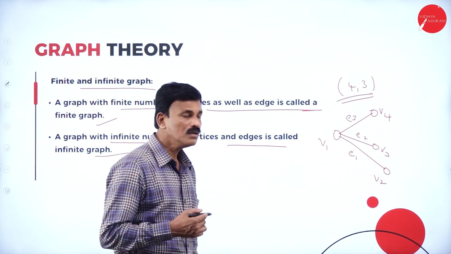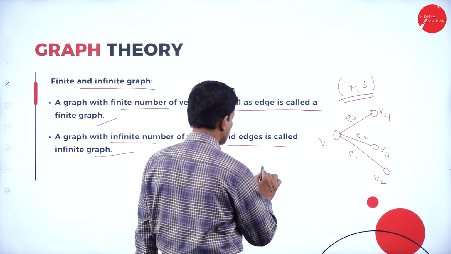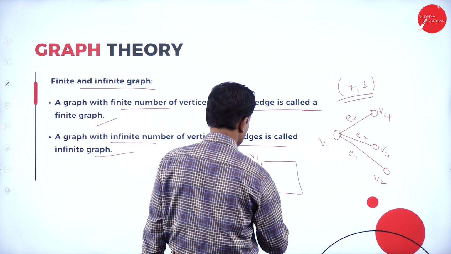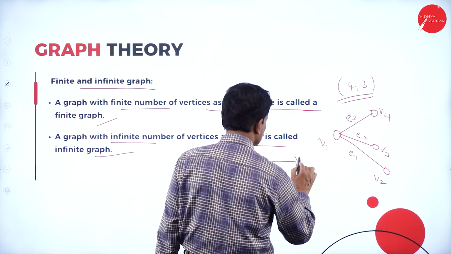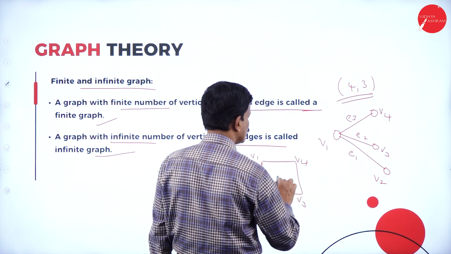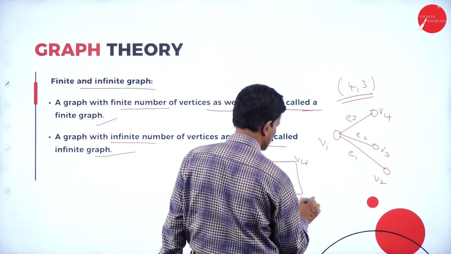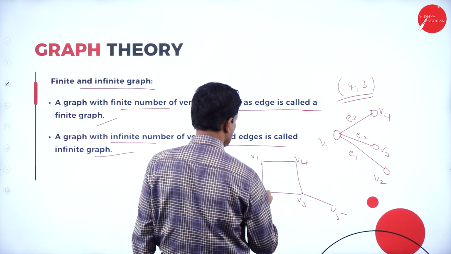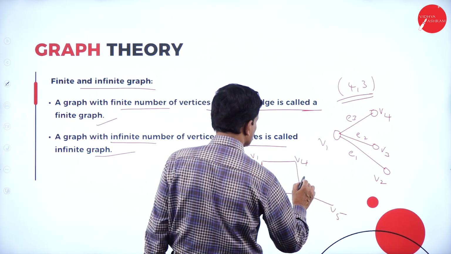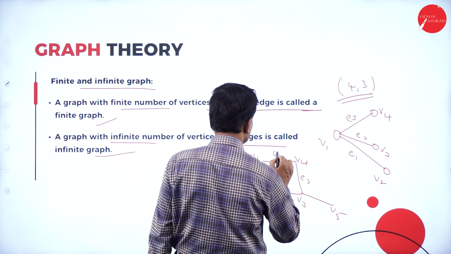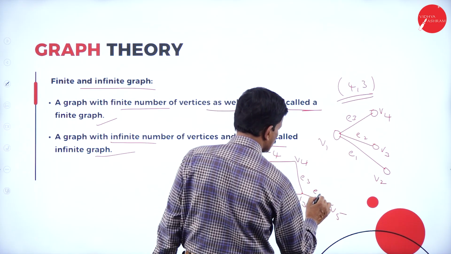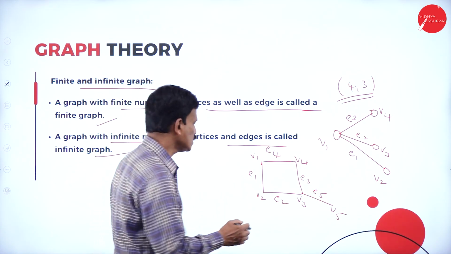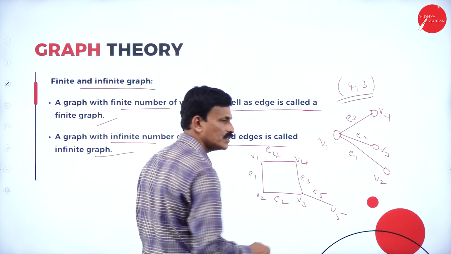Okay. Or one more example, I can write like this. V1, V2, V3, V4 and another line, take another line. This is V5. So, here E1, E2, E3, E4 as well as E5. So, this is an example for a finite graph. So, this contains 5 vertices and 5 edges.